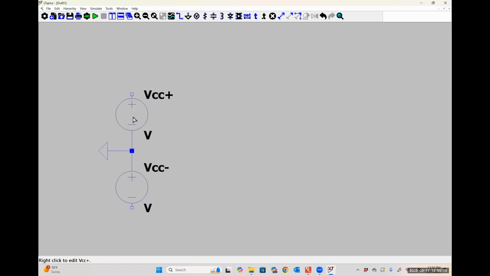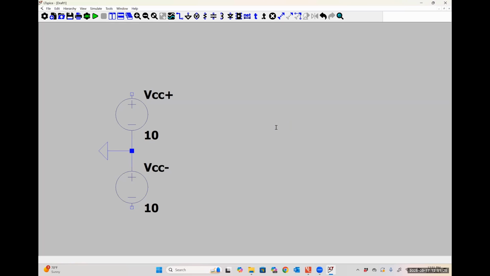For the example that we just worked, VCC plus was positive 10 volts, VCC minus was negative 10 volts. I'm going to put that in as positive 10 because I have the positive polarity terminal of this VCC minus voltage source connected to ground. So the negative polarity terminal is going to be 10 volts lower than 0, or negative 10 volts.